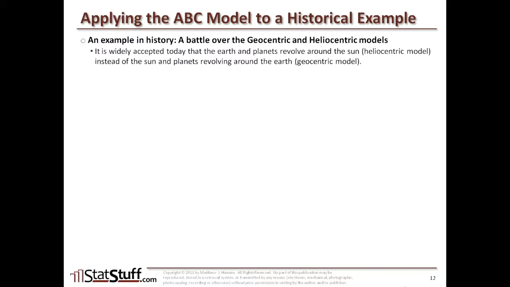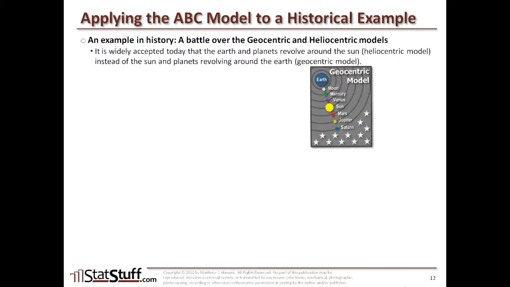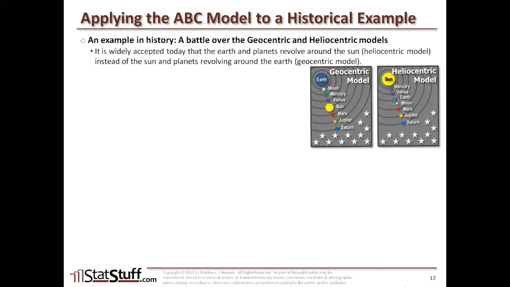Well, today we widely accept that the Earth and the planets revolve around our Sun in our solar system, which reflects the heliocentric model, instead of the Sun and planets revolving around the Earth, which is the geocentric model. So here are illustrations of each one. Again, the geocentric model meaning the old school way of believing that the Earth was the center of our solar system and all the planets and Sun revolved around the Earth, versus the heliocentric model where the Sun is at the center and everything else within our solar system revolves around that.